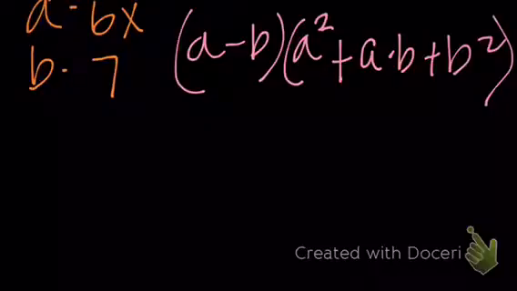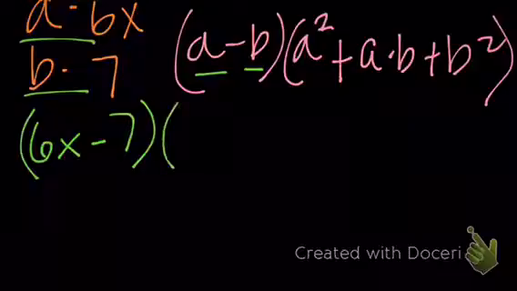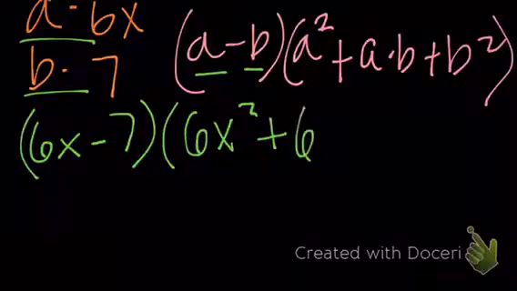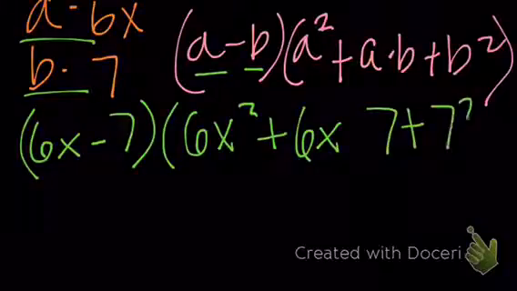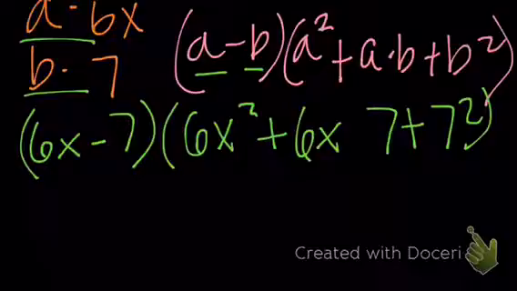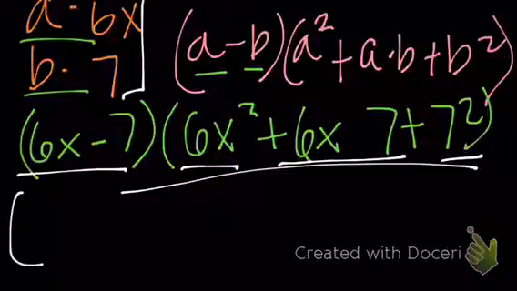Okay, so when you're plugging it in, you're going to use the a and the b once again for the a and b in our equation. So we're going to get 6x minus 7, and then 6x squared plus 6x times 7 plus 7 squared. Now that we've gotten our a and b and plugged them into this equation, we're going to go ahead and simplify.